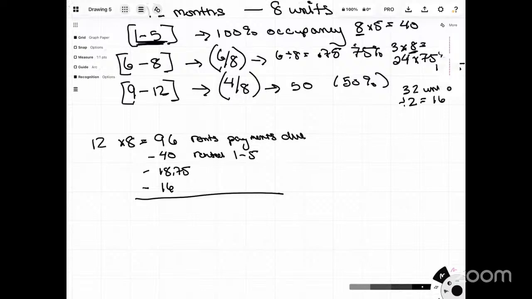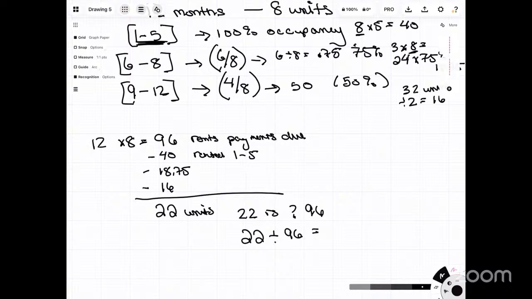So we had 96. If we do 96 minus 40, minus, let's just call that 18, minus 16. I'm sure there's an easier way to do this, but I don't know. And that would equal 22 units. There's 22 times that it was vacant. And 22 is what percentage of 96? So I'll do 22 divided by 96, and that equals 22.9%.